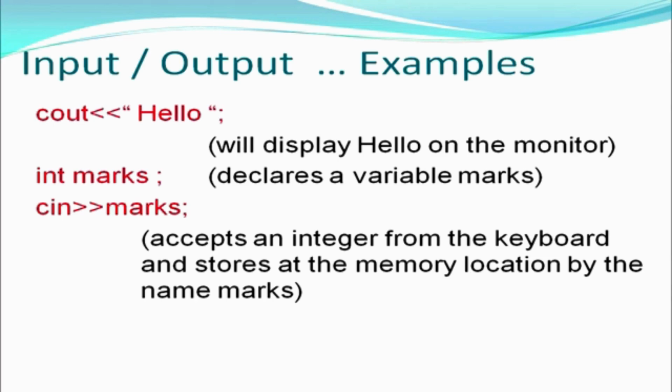So, this second statement accepts an integer from the keyboard and stores it at the memory location by the name marks. I hope you found this video very interesting. We have learnt about the C++ character set, basic data types and tokens used in the C++ programming language. In the next video, we will explain the operators used in the C++ programming language.